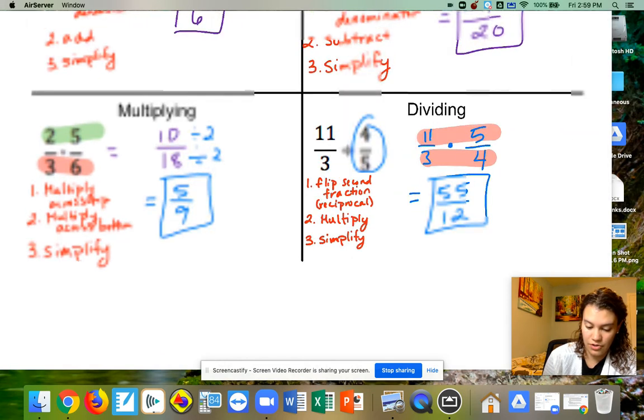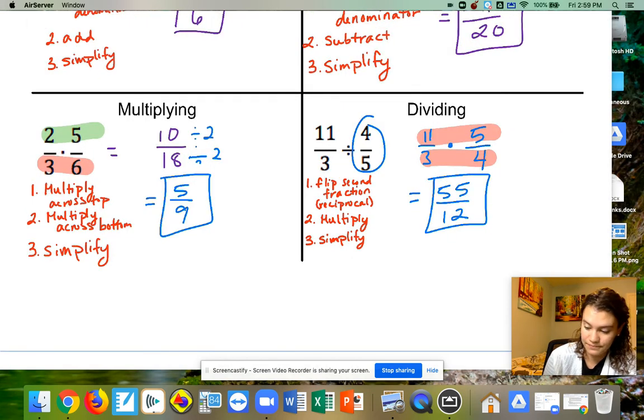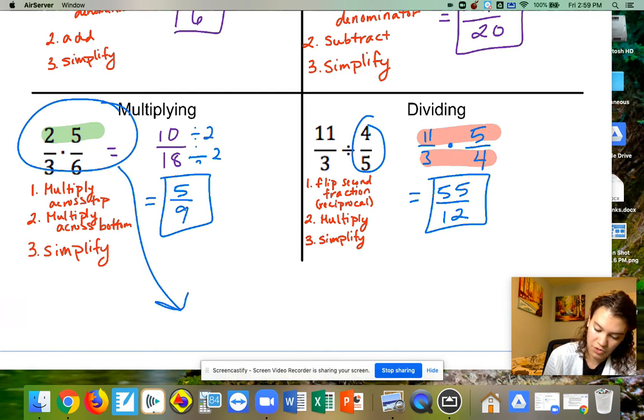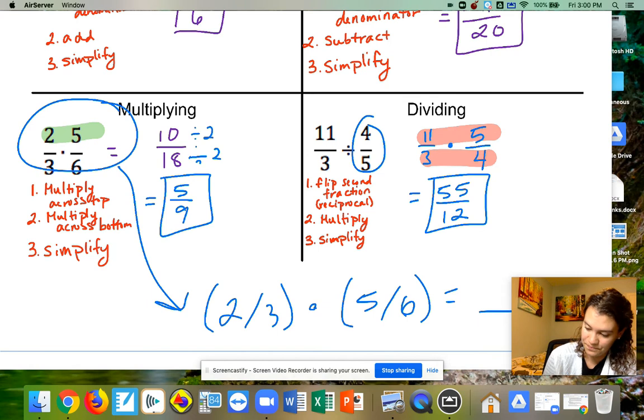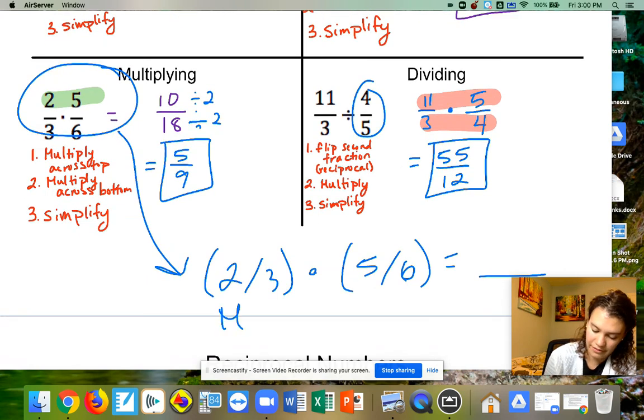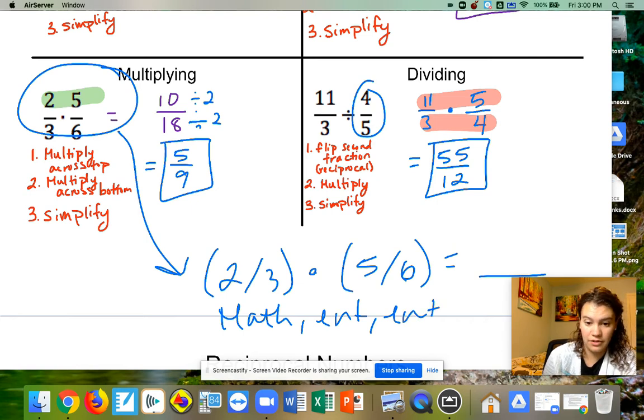A note, you can also do these in your calculator. So if we were going to enter, say, this one, back to a pen, this one, you would have to type in parentheses, 2 divided by 3 times 5 divided by 6, and that would give you some decimal. Then you want to hit math and hit enter, and it will give you the fraction. So let me pull up my calculator and show you how to do that.